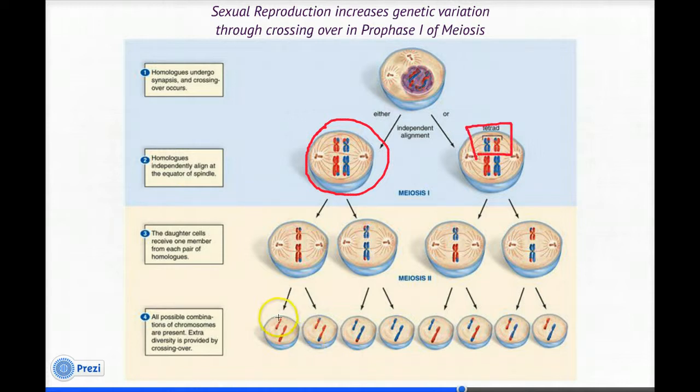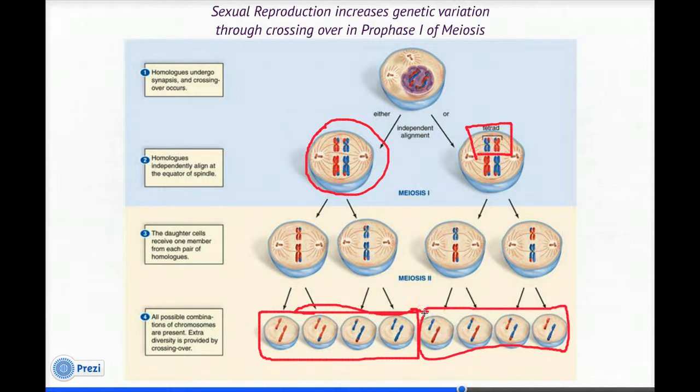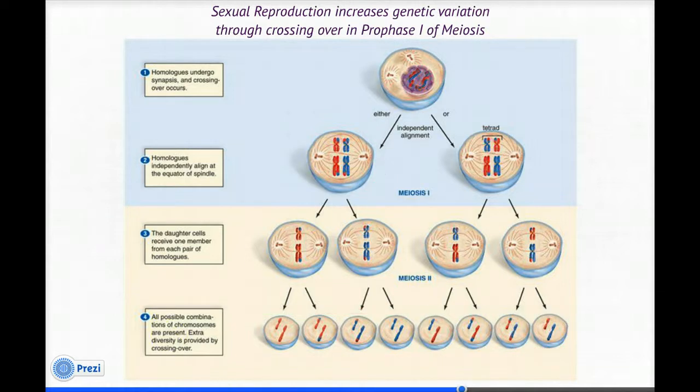That would result in, again, a different variety of daughter cells, as seen here on the left, and then a separate variety of cells that we see here on the right. So it's the events of both synapsis and independent assortment that you see here that lends itself to this greater genetic variation in sexual reproduction. Now let's take a close look at an animation of how meiosis actually works.